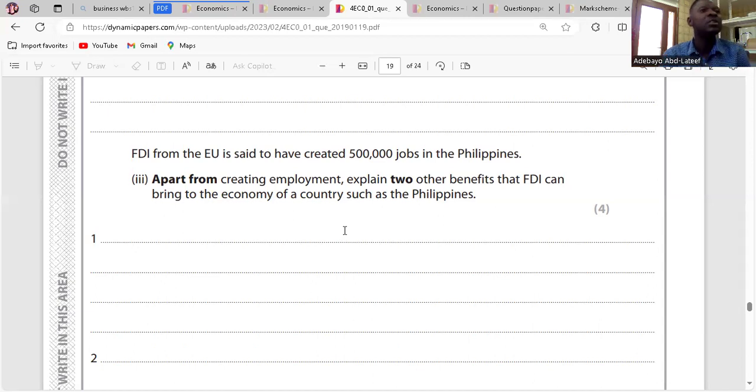The infrastructure improves as a result of FDI or MNCs coming into the country to help their own operations. They are investing in those things because they will help their operations run smoothly. So that's an advantage for the host country.